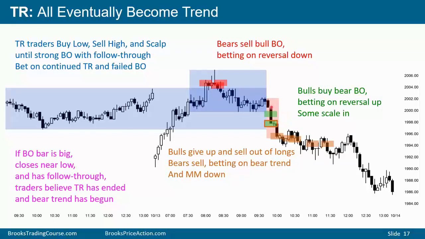The bulls are giving up. That's what these two bars represent. And the bears know that the bulls are giving up, and therefore the bears are selling, betting on a trend down and a measured move down. And they'll sell for any reason. They'll sell the close of bear bars. They'll sell a bull reversal up, betting that there'll be resumption of the bear trend and the bull reversal will fail. They'll sell below bars.